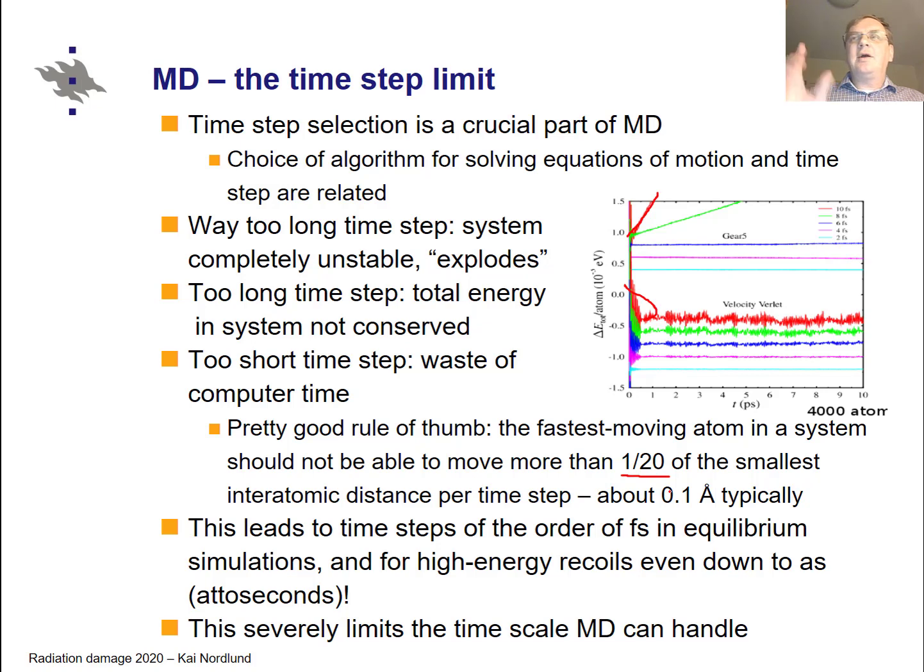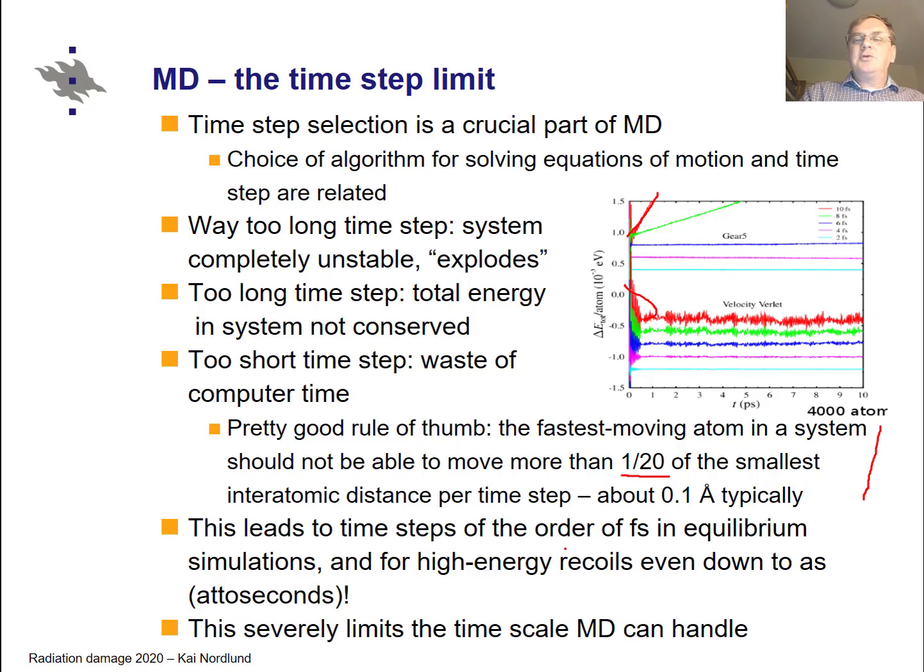And typical interatomic distances in solids and molecules are like 1 or 2 angstroms. So if it's say 2 angstrom in say silicon or copper, then this limit of motion would be about 0.1 angstrom. This isn't any strict mathematical statement. This just comes from experience from doing tests like this to get this rule of thumb.